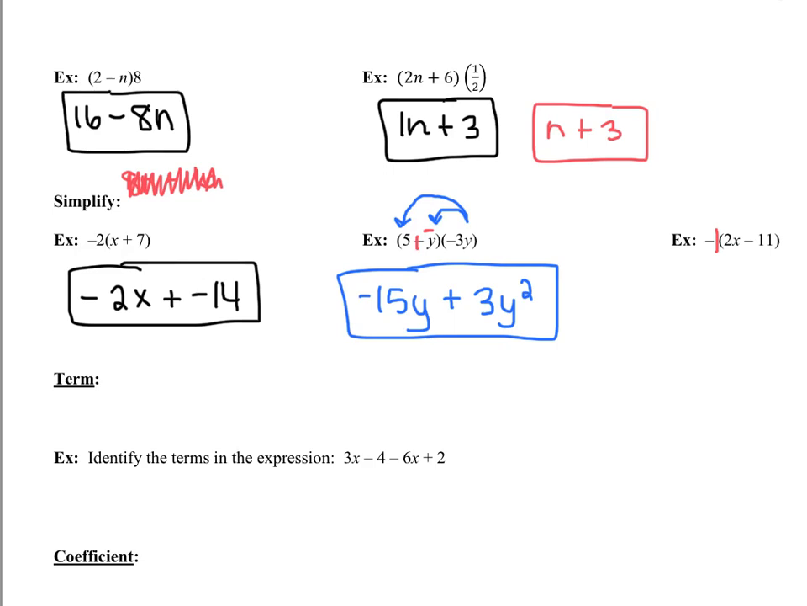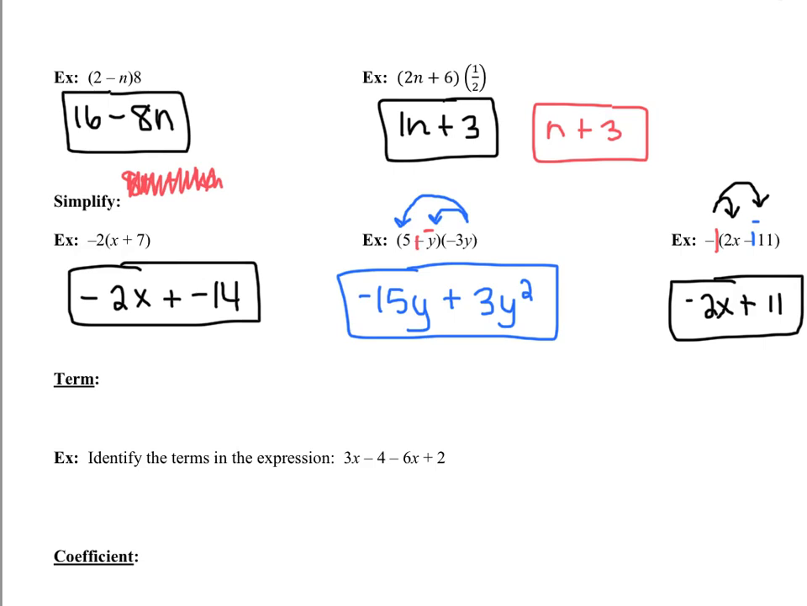I'm also going to rewrite my subtraction as adding a negative. And now I'm ready to distribute. So negative 1 times 2x is negative 2x. I bring down my plus sign, because that's what I changed it to. Negative 1 times negative 11 is positive 11.